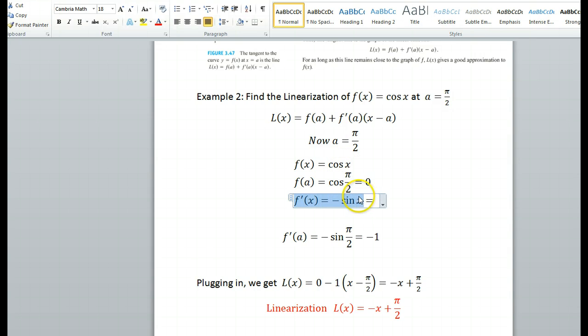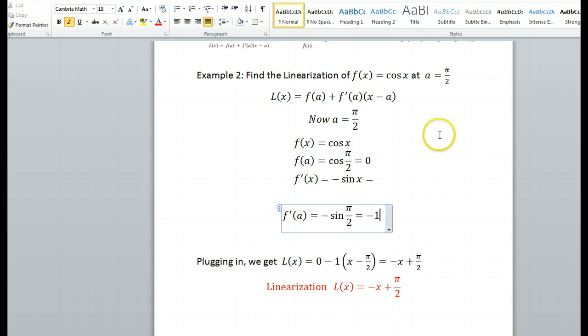So you replace x by a, which is pi over 2. Then you get negative sine pi over 2. So f prime of a is equal to negative sine pi over 2. Sine pi over 2 is 1, so it's negative 1. So you plug that in. Alright, so what do you get? f of a, we know, is equal to 0. So it's 0 plus negative 1 times x minus a, which is x minus pi over 2.